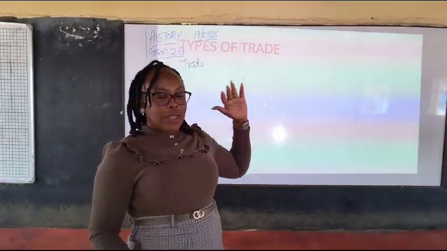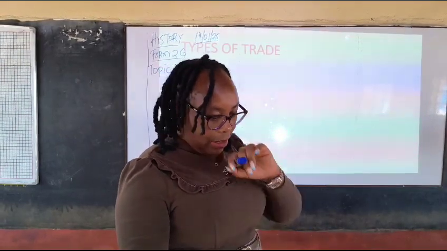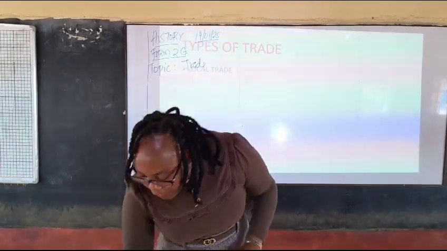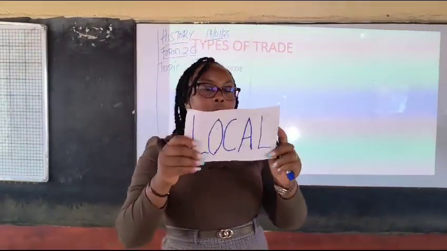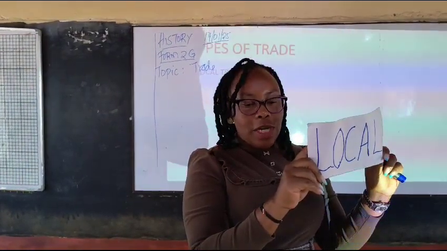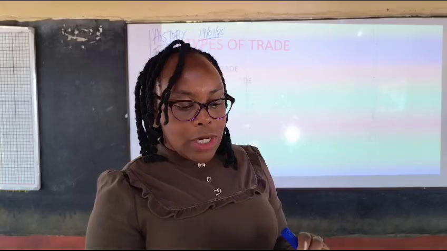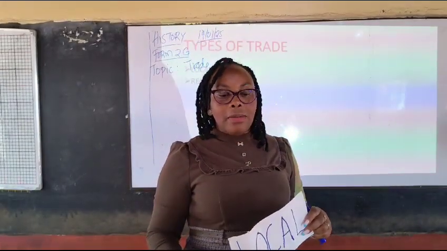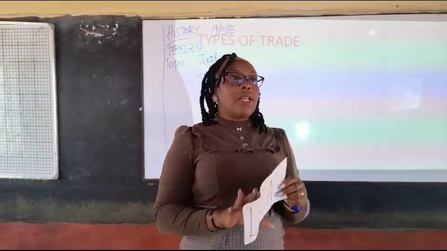Then from there, we have what we call the types of trade. If you look at the types of trade that we have, there are only 3. I am going to give you the first one, which is local trade. This is our first type of trade, which is called local. So what is local trade? Maybe before I go to local trade, let us get all the types of trade that we have.